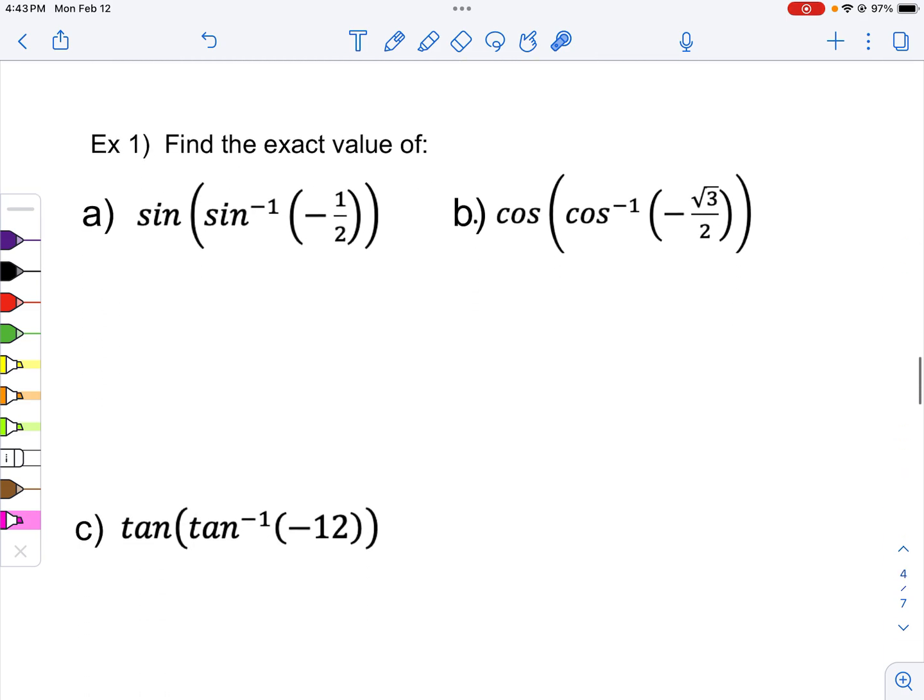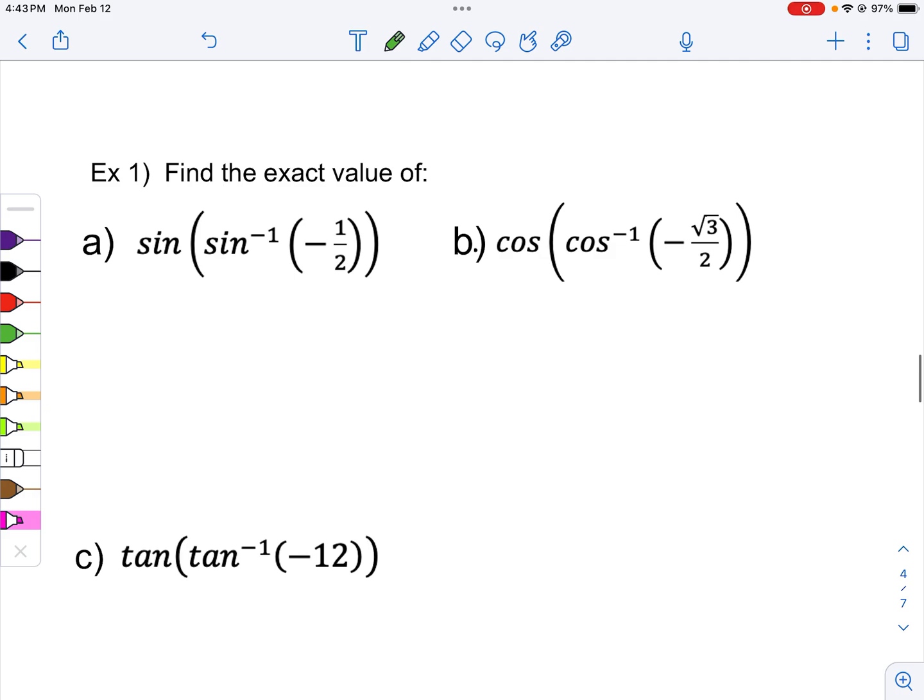All right, so let's take a look at a few. So again, anytime we have sine inverse, I know this is a ratio. Okay, so the restriction for sine for its ratios is -1 to 1. Since -1/2 is between -1 and 1, those undo each other, and our answer is just -1/2.